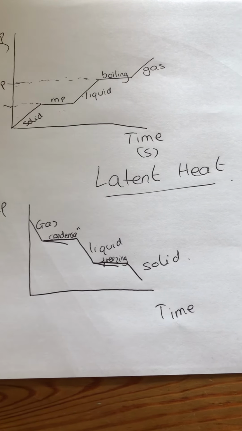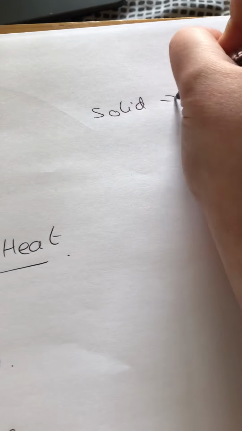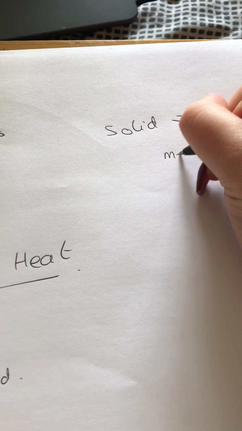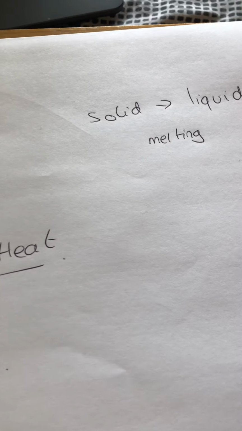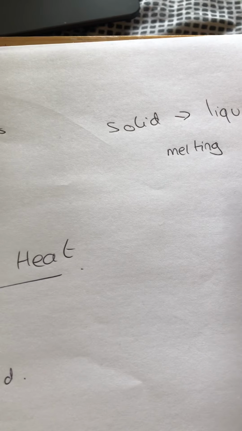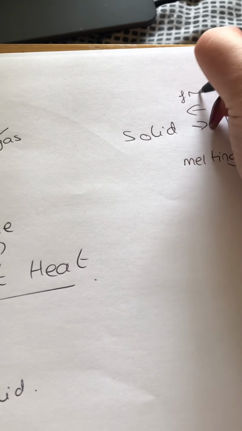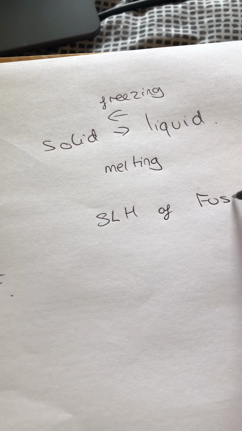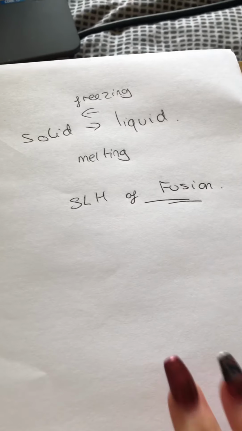All right. Now then, the specific latent heat for a solid and a liquid. So solid to liquid. Obviously, I'm hoping you all know what that state change is. That is melting. Now obviously you've also got the other way around as well. So melting is that way, and then that way you've got freezing. But both of these, the state change between a solid and a liquid, are referred to as the specific latent heat of fusion.